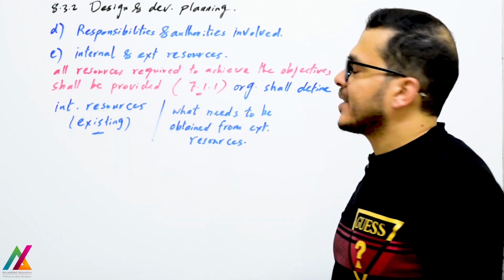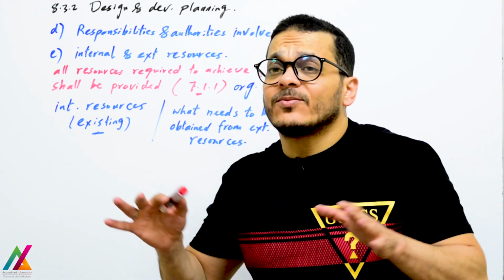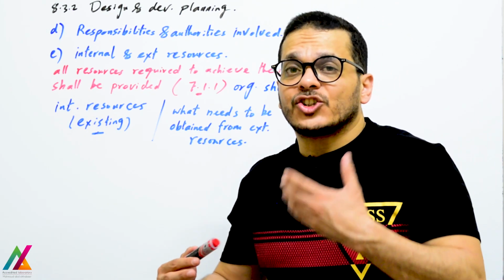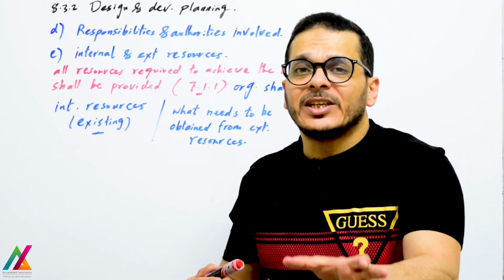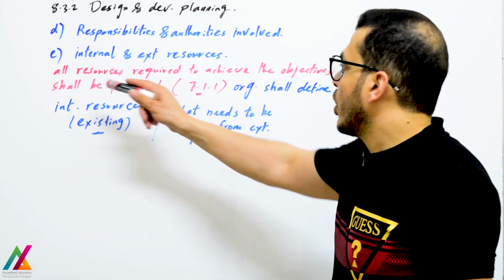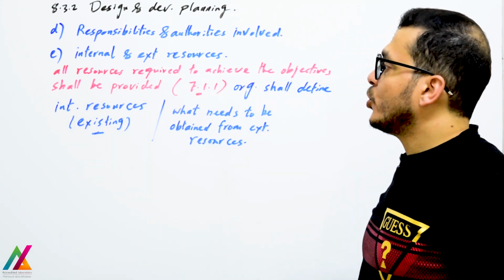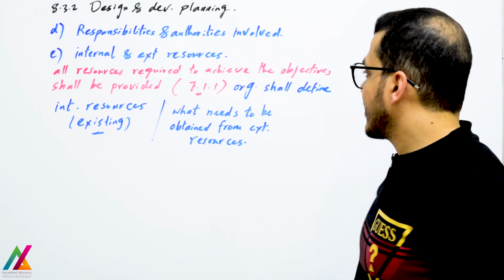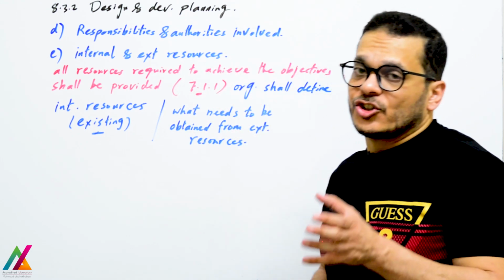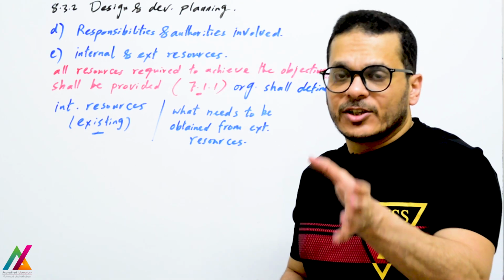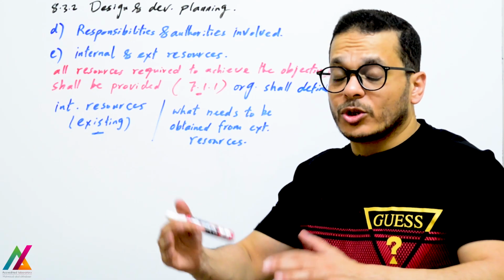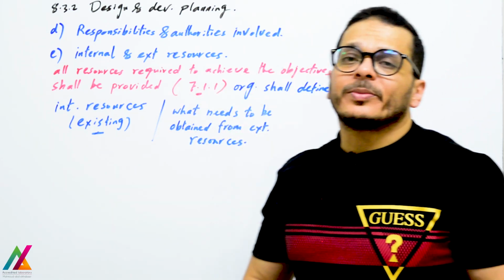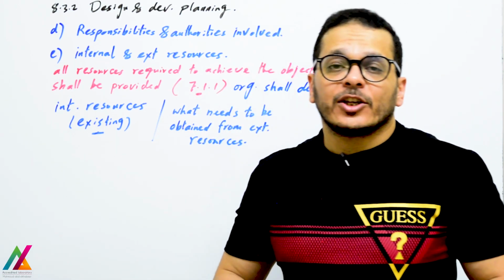And internal and external resources required. This is very important. All resources required to achieve the objectives shall be provided, and as mentioned in clause 7.1.1, the organization shall define internal resources. What are the internal resources? What you have now, and also what needs to be obtained from external resources.